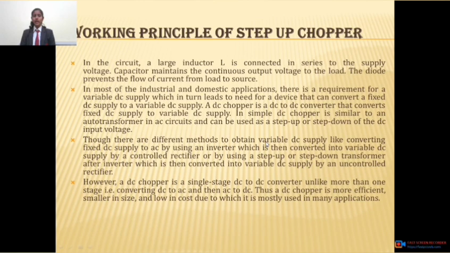There are different methods to obtain a variable DC supply, like converting a fixed DC supply to AC by using an inverter, which is then converted into a variable DC supply by a controlled rectifier, or by using a step-up or step-down transformer after the inverter, which is then converted into a variable DC supply by an uncontrolled rectifier. However, a DC chopper is a single stage DC to DC converter, unlike more than one stage, that is converting DC to AC then AC to DC. Thus, a DC chopper is more efficient, smaller in size and low in cost, due to which it is mostly used in many applications.